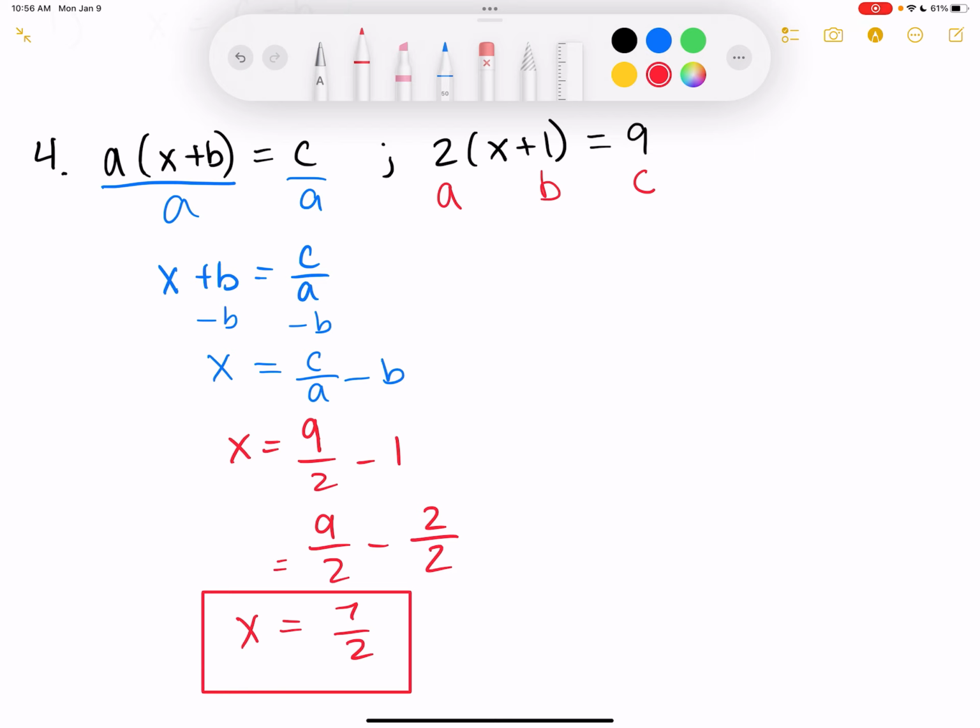So again, this is part 1 of your answer, this is part 2. And your book will write this as a decimal of 3.5 in a lot of cases, but I'm okay with either, whichever way you want to do it.